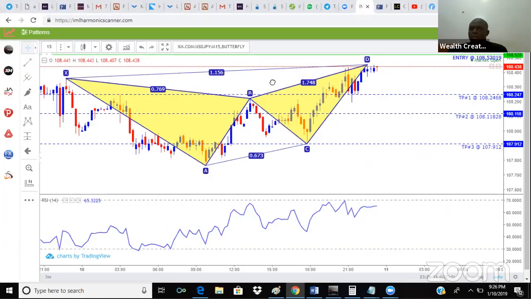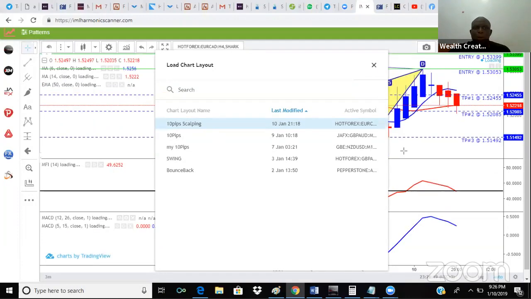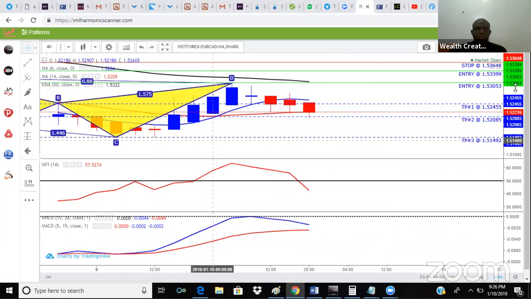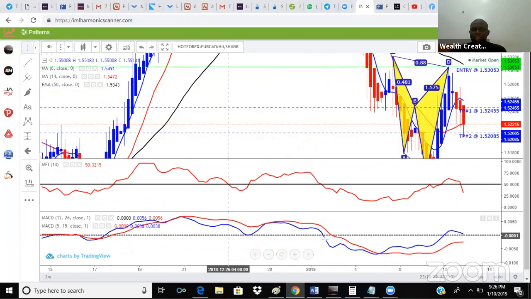So the MACD that we are working with is the blue MACD. When it crosses down, you know it's a sell. When it crosses up, you know it's a buy. When it crosses down, you know it's a sell. When it crosses up, you know it's a buy. If that is clear, come on, type in 7.